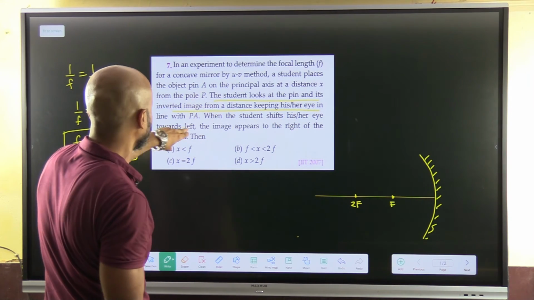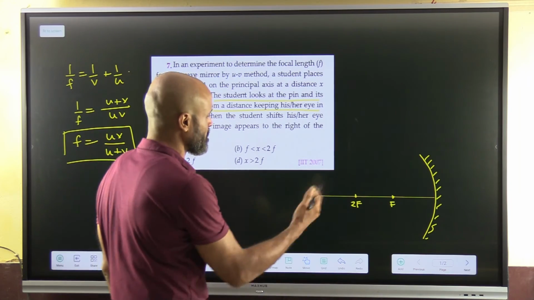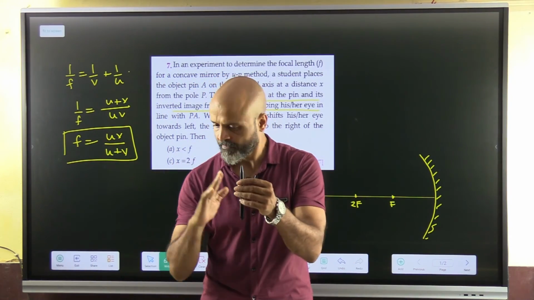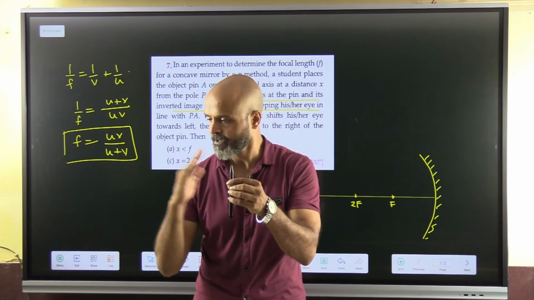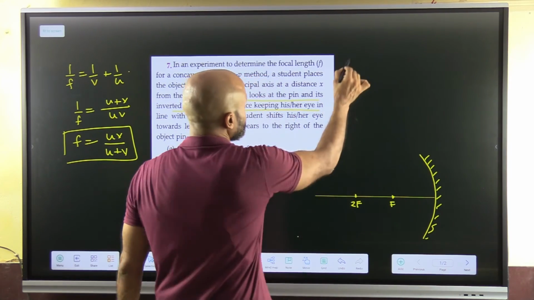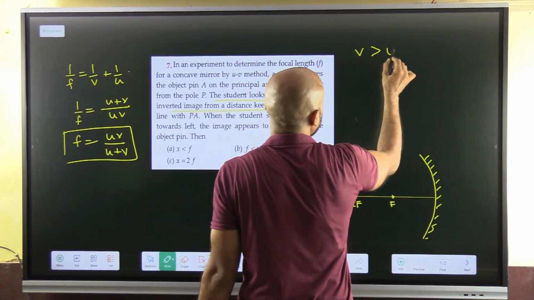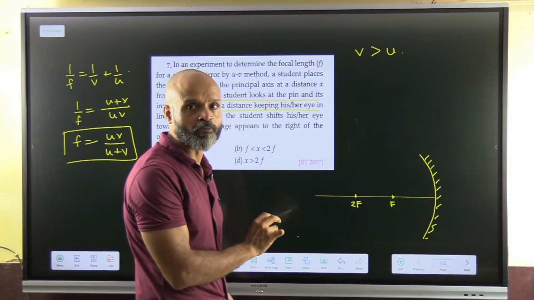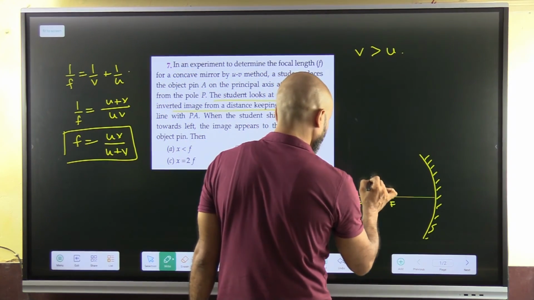When the student shifts his eye towards the left, the image appears to be on the right of the pin, this side. So here we can say that the image distance is more than the object distance, and this will happen only when we place the object between f and 2f.